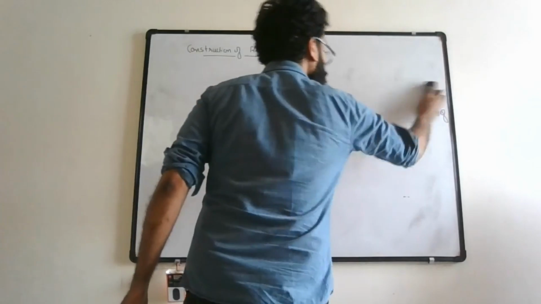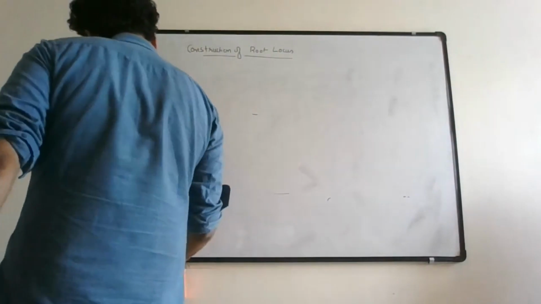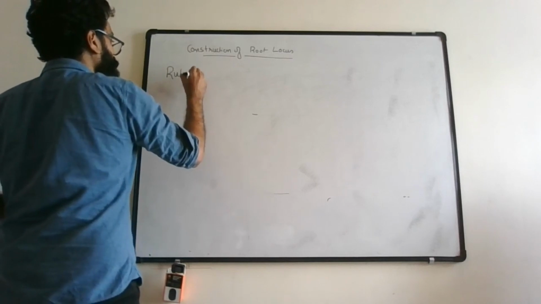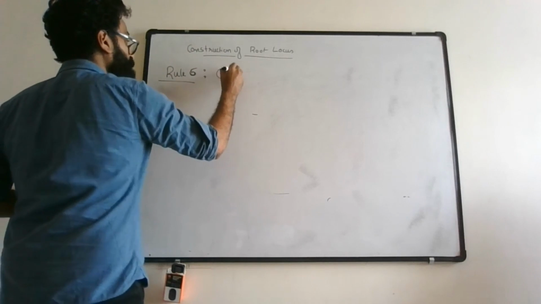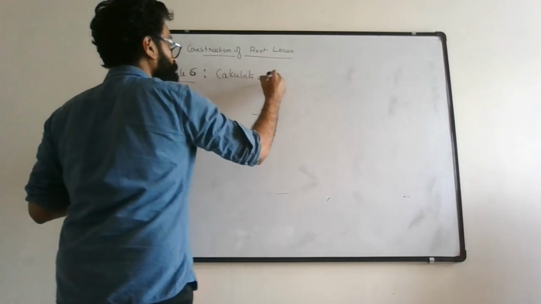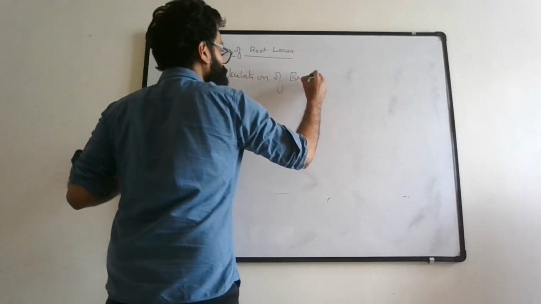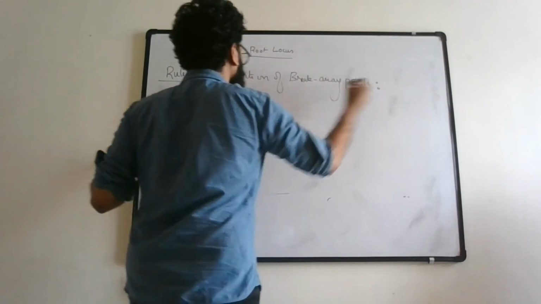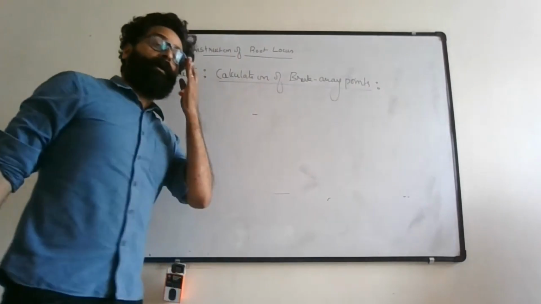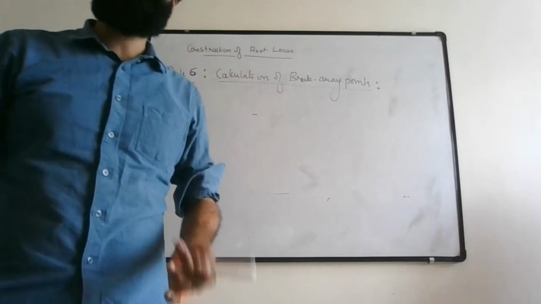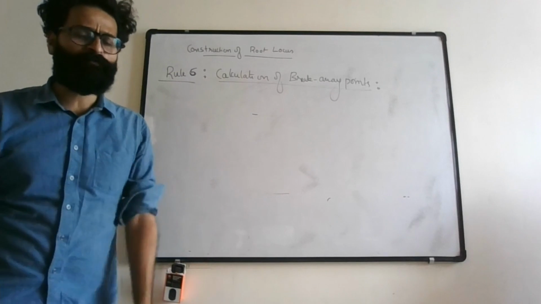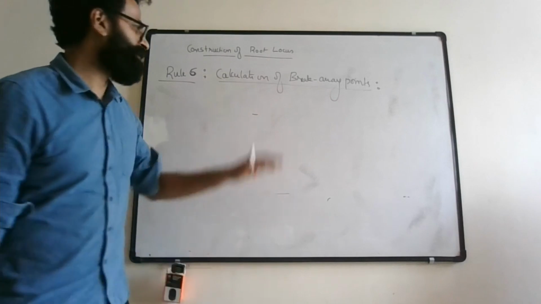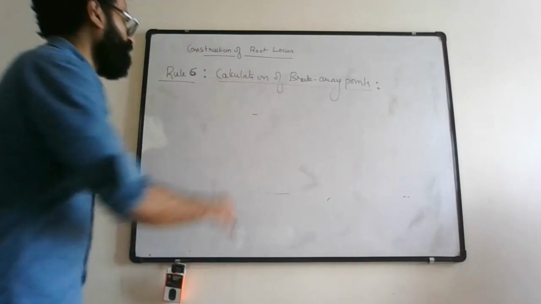Next up, you have rule number 6. This rule number 6 is also called calculation of breakaway points. Sometimes in some problems, instead of breakaway phenomenon, you may encounter breaking phenomenon. But analytically, they are the same. Breakaway or breaking, they can be found using the following method.